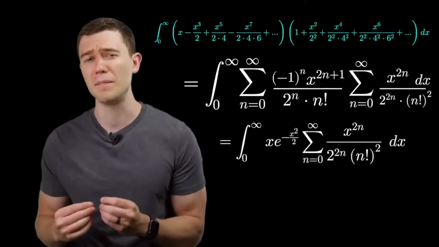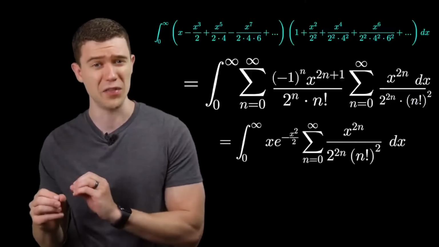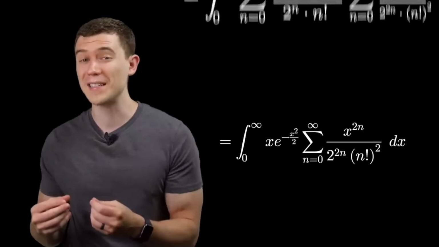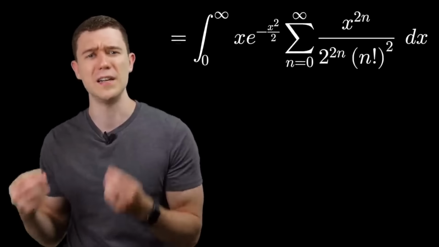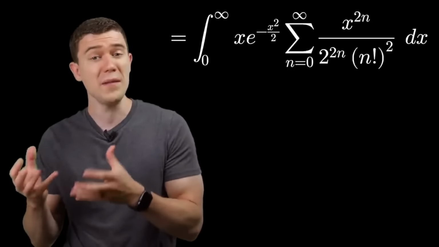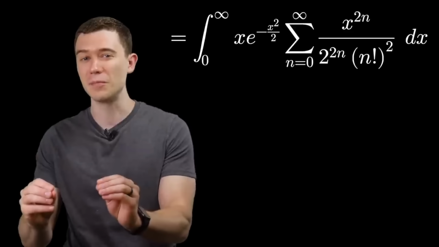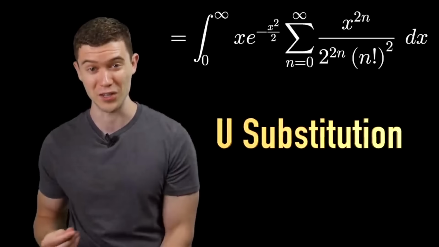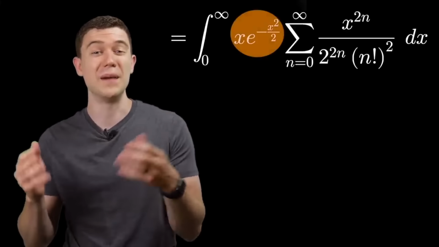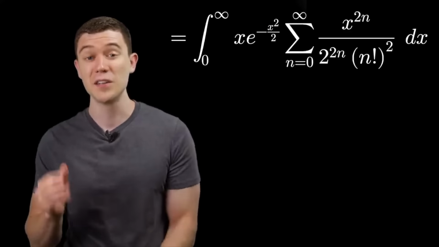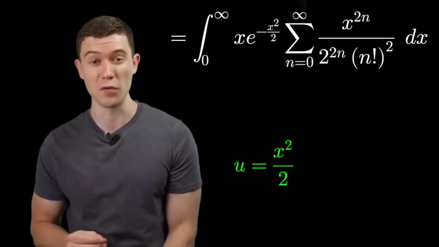I don't know a great power series to take advantage of that, so we'll just leave it alone for now. Although you could try to rewrite that sum in terms of some cosine power series, or maybe even try integration by parts here, I think the most direct approach is to use a u substitution. That x times e to the minus x squared over 2 is just begging to use a substitution, so let's let u be x squared over 2.